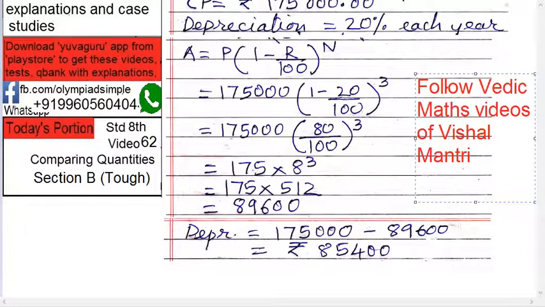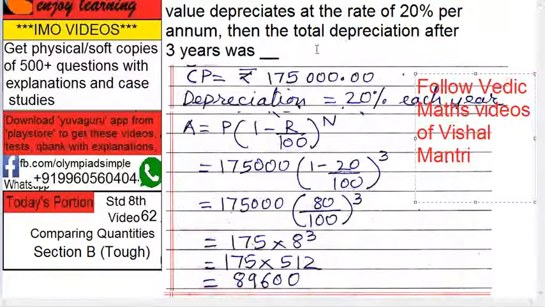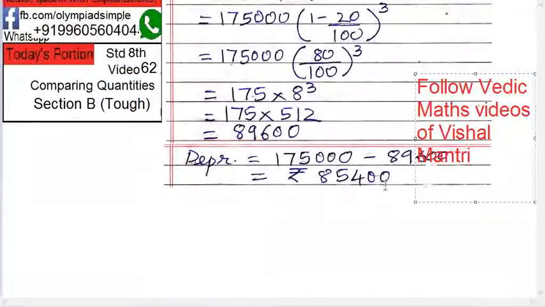That is the required depreciation. So total depreciation after 3 years equals this 85,400.